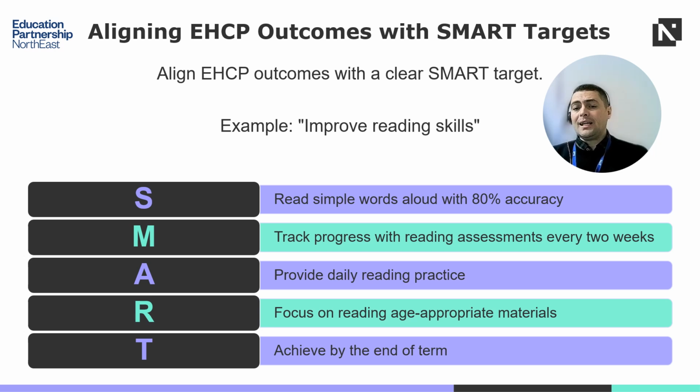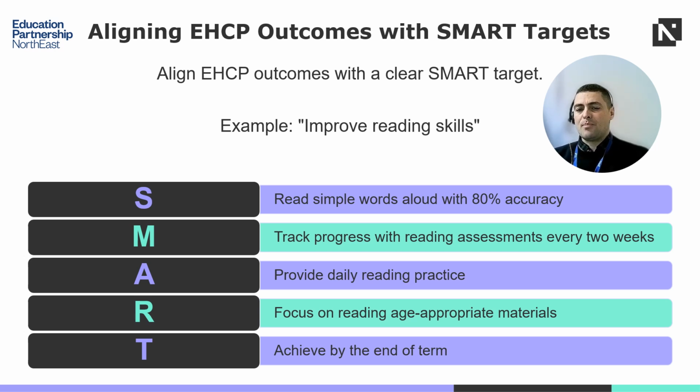So the example here is to improve reading skills. If we look at that from a SMART target perspective, in terms of it being specific, we want the young person to read simple words aloud with 80% accuracy. This can either be done in a class or group setting, or it could be done in a tutorial setting if they weren't confident enough yet to read words out aloud within the group setting. But obviously, if we wanted that young person to read those words out within that group setting, that would help prepare them towards that PFA framework as we're preparing them for adulthood.